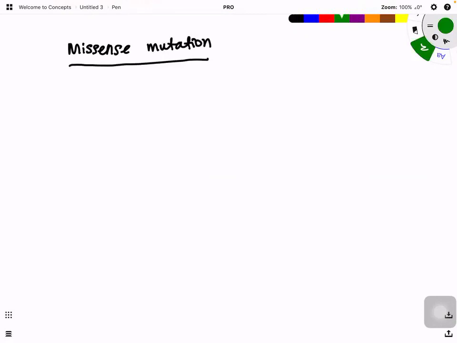Missense mutation is also only caused by what? It is caused by base substitution. It cannot be because of the addition or deletion. It must be base substitution. So what does this mean?